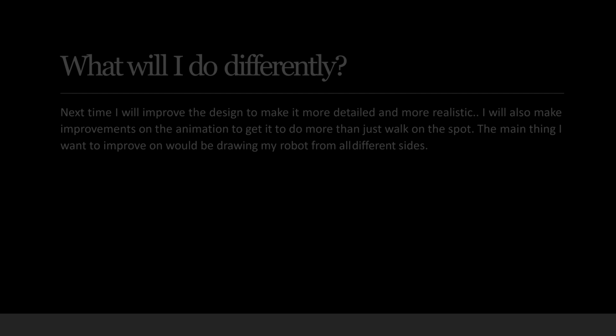And then the main thing I want to improve would be the drawing of my robot from all different sides. So getting sideways views, kind of diagonal views type things. Not so much, that might be for level 3. But I want to draw it from the different sides, different angles to get it to work well in a game.